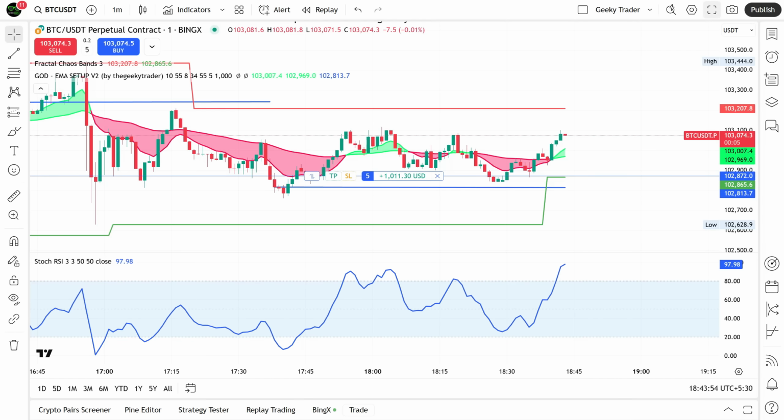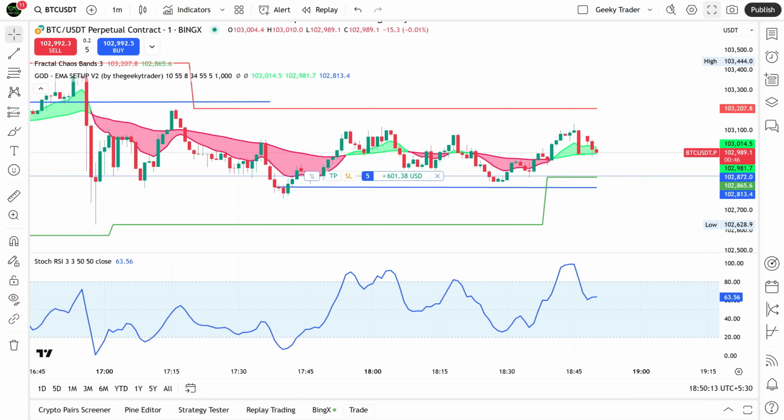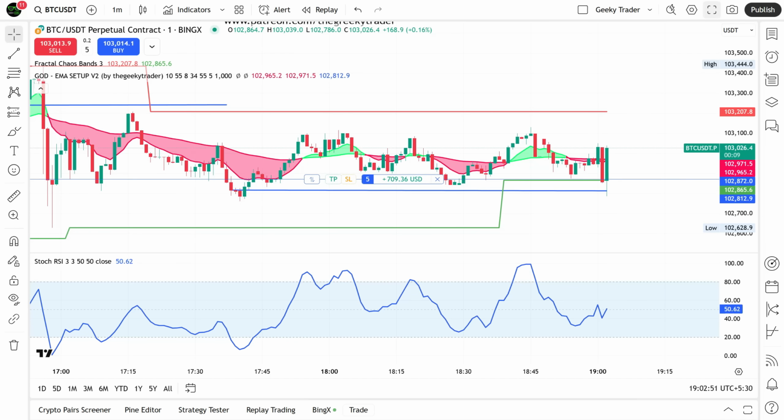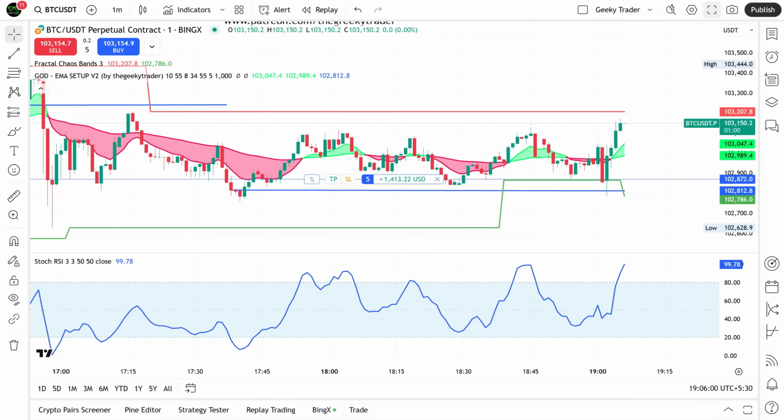Now, after entering the trade, the next step is simple. We just wait patiently for the next blue line to form, which will serve as our exit signal. This method keeps our trading stress-free and structured, helping us follow a disciplined approach.